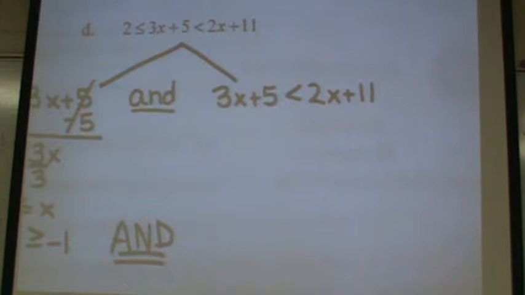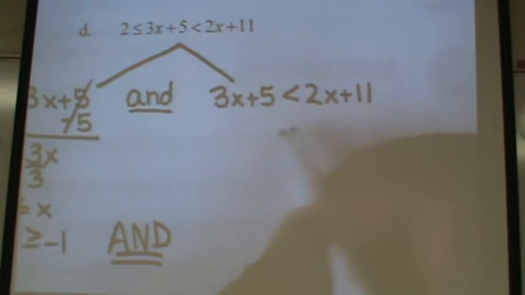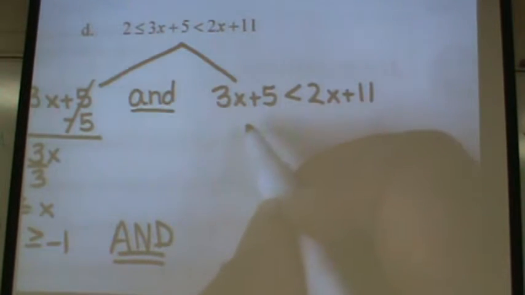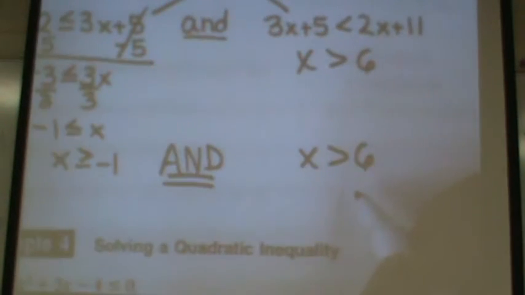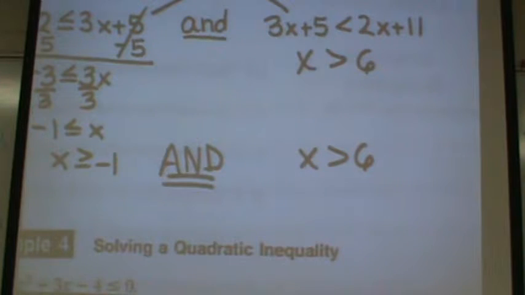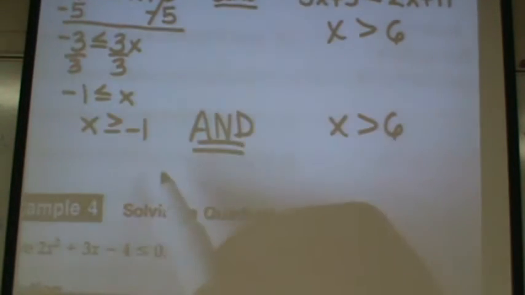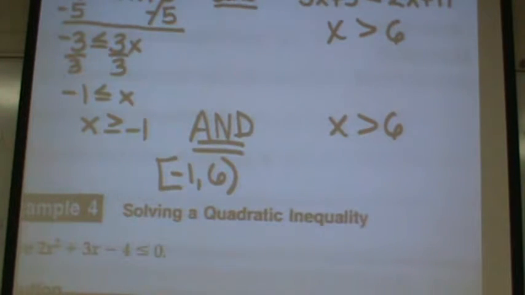On the right side, I'm going to subtract, this is an easy one, subtract 2x and then subtract 5. What do you get? X is greater than 6. So where is my solution for this and? It's in between -1 and 6. So how would we write the answer? Bracket -1, 6 with parentheses. Is everyone okay? All right, now we're gonna do something a little different.